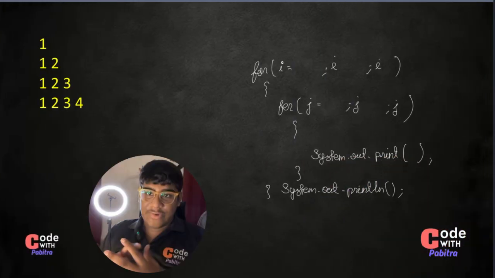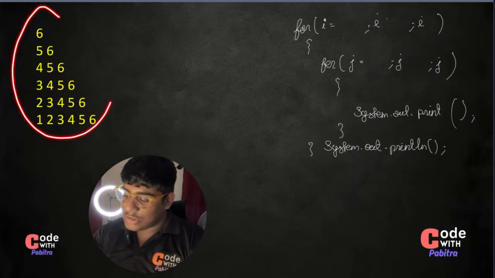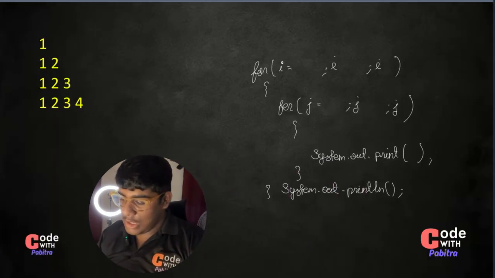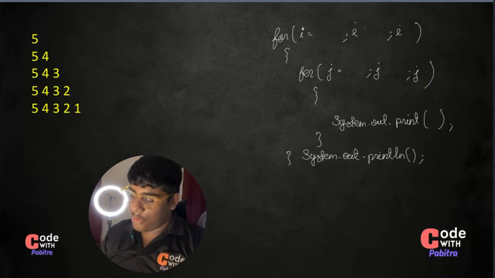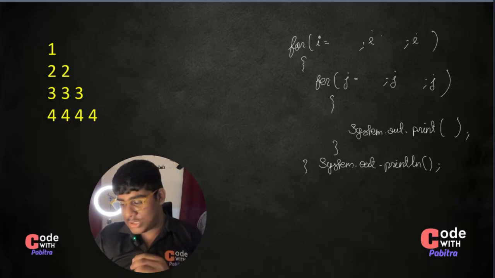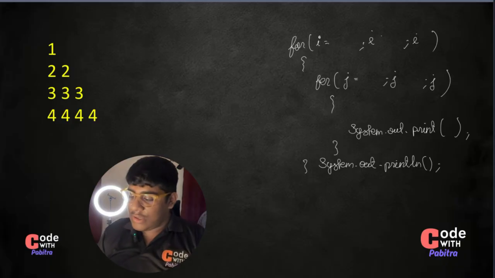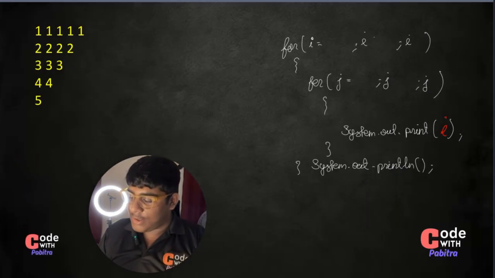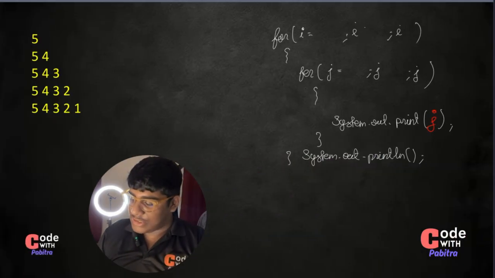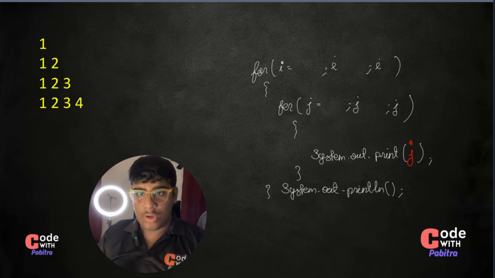So let's get started. The first step, when you see this kind of pattern, is to print j. Just print j. But here is the twist: when you see this kind of pattern, you have to put i. So this i will come later on. For the time being, you just put j over here.